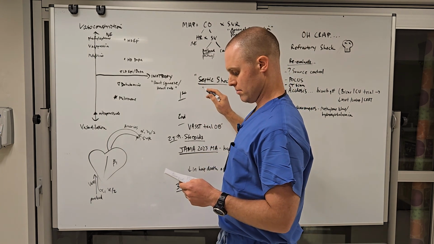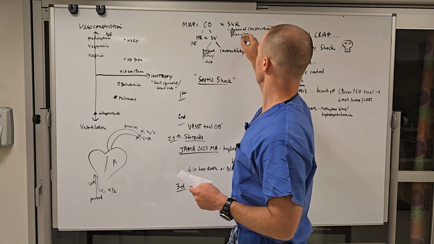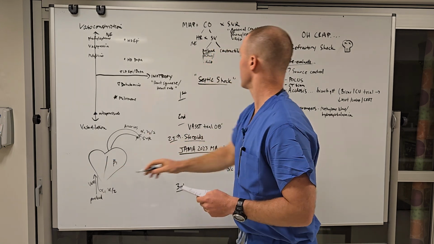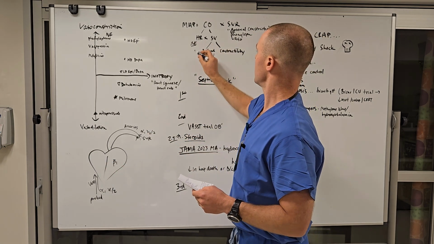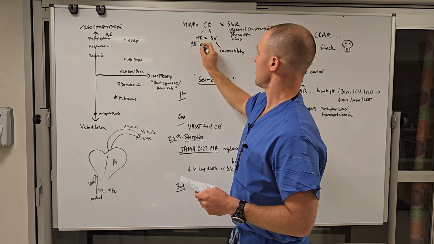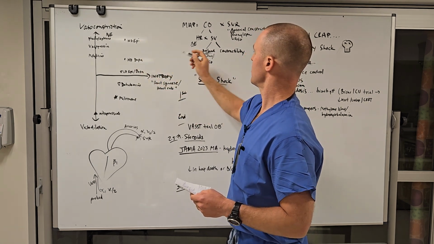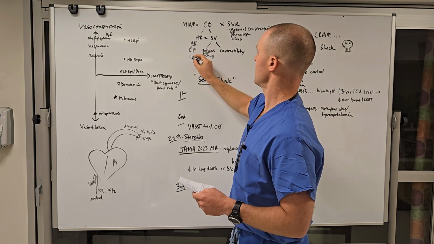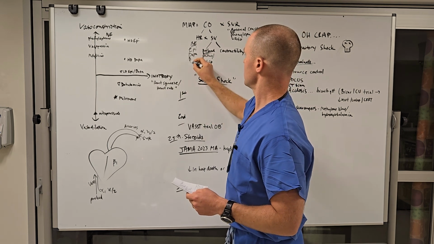Vasopressin. Where's that going to work? It's going to increase our vasoconstriction, so it's going to work here and here. What else is going to increase our heart rate? So we got norepi, yep. We got epi, dopa, yep. Dobut.